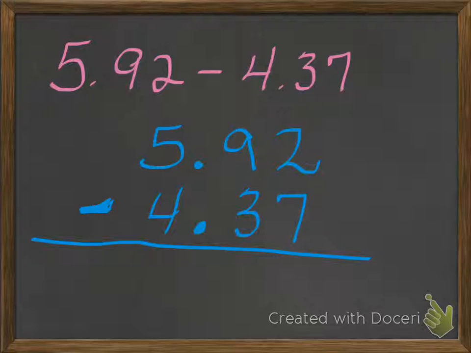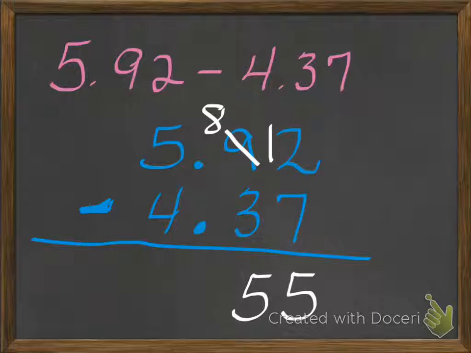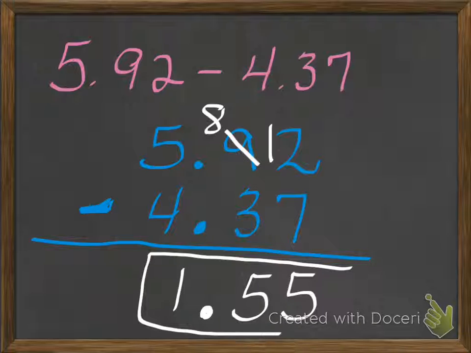I'm going to subtract just like I would with whole numbers, borrowing if I need to. So I see on my first number here, I can't take 7 away from 2, so I'm going to borrow from the 9, change that to 8, and borrow 10. And now I have 12 minus 7, and that's 5. 8 minus 3 is 5. I'm going to bring down my decimal point, and then 5 minus 4 is 1. My answer is 1 and 55 hundredths of a centimeter for that problem.